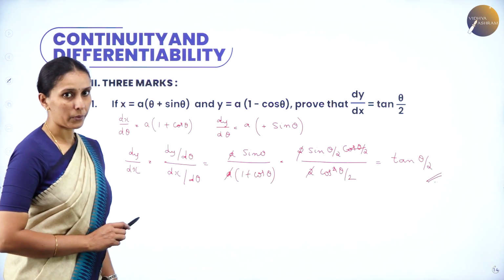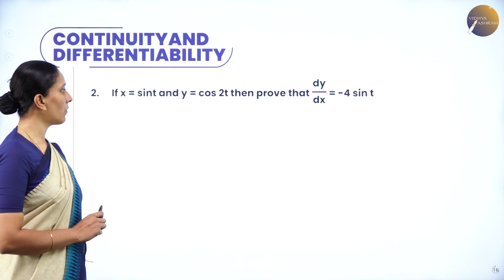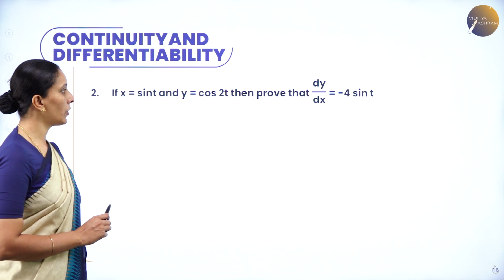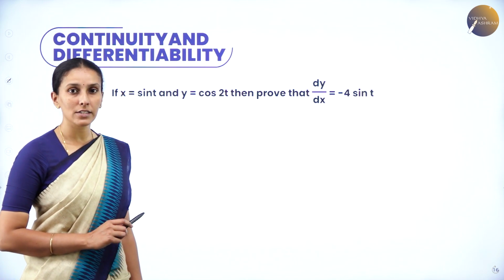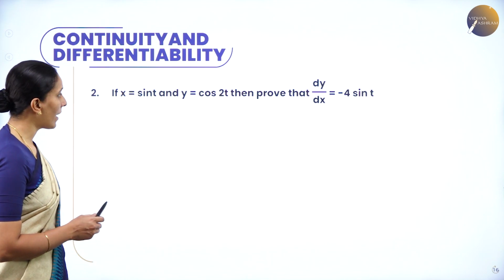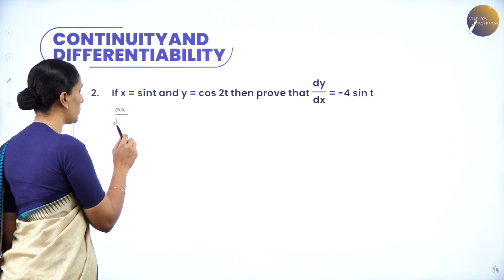So hence we proved it. Next question, if x is equal to sin t and y is equal to cos 2t, then prove that dy by dx is equal to minus 4 sin t. So here the parameter is t. So let us derive this function with respect to t.